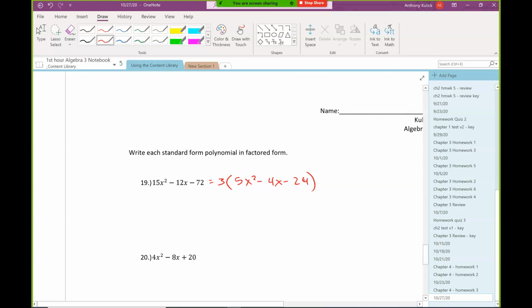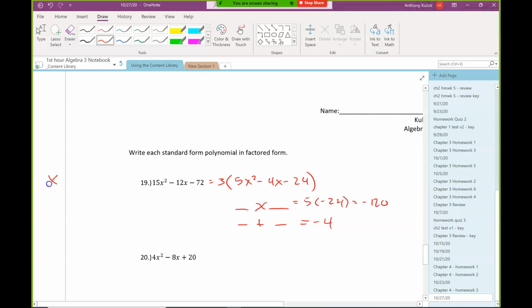Okay with that, Isabella? Now this isn't a necessary step, but it makes life a lot easier if the numbers get a little bit smaller, right? It makes the search space of finding the 2 numbers that multiply to give us one value and add to give us another much smaller. So we want 2 numbers that multiply to give me negative 120, and then add to give negative 4.